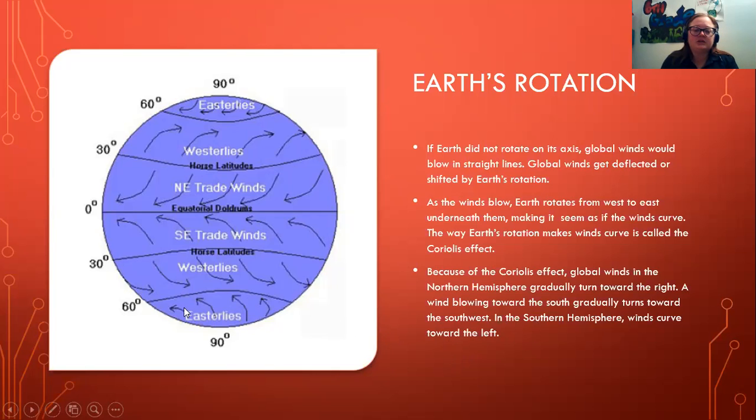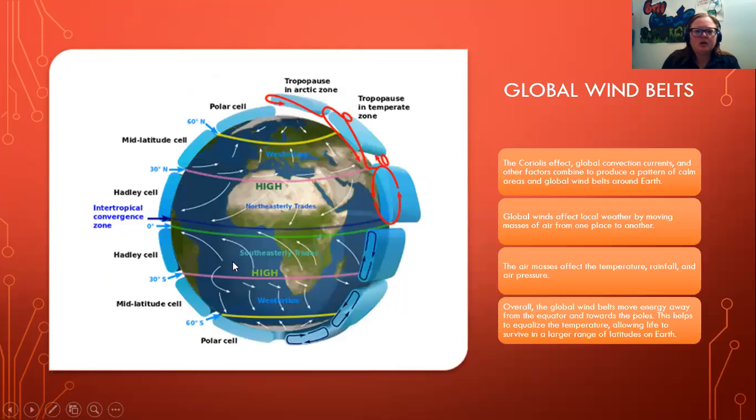And then if you're looking at this, easterlies, east is to the left, so north, south, east, west. No, north, south. No, I did that wrong. Wow. North, south, east, west.